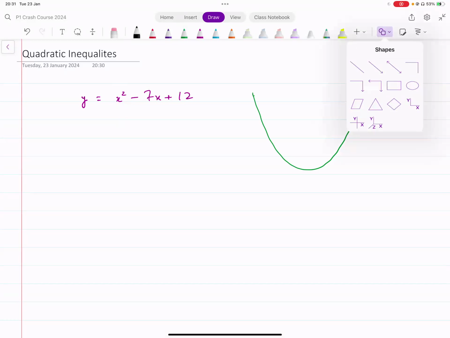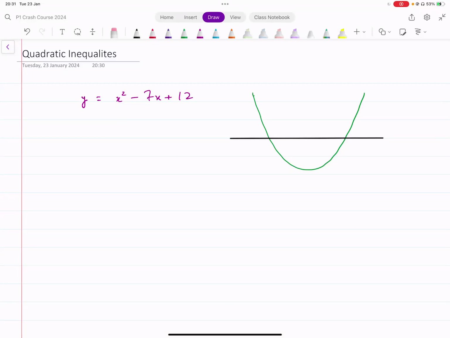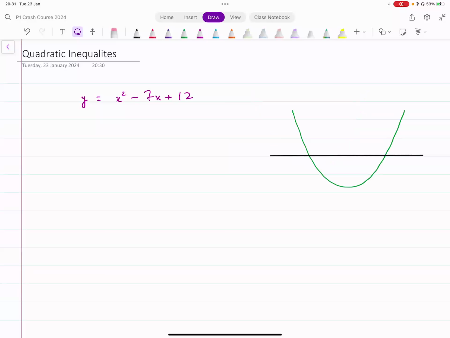Coefficient of x squared is positive, so it's going to be a U-shaped graph that looks like this. And this might have some x-intercepts like this. In this case, it does have x-intercepts, I know that. Sometimes they don't exist as well, but in this case, they do. So the graph is actually going to look like this. This is going to be the x-axis, and then you have 2 points of intersection.